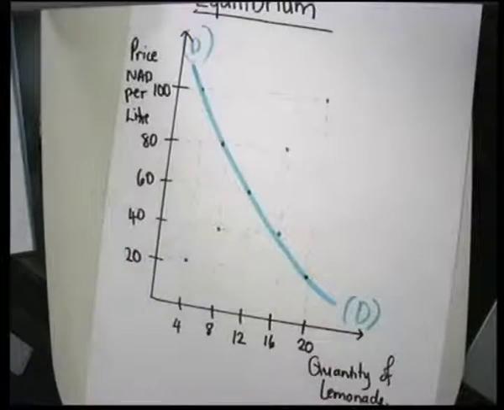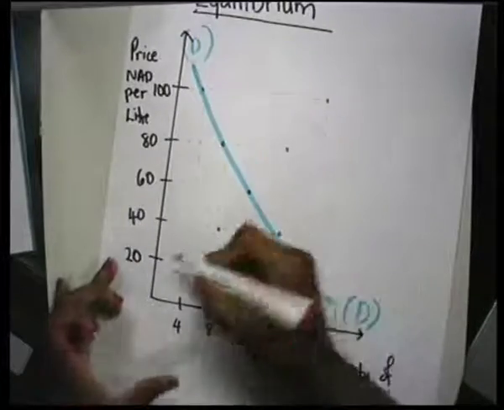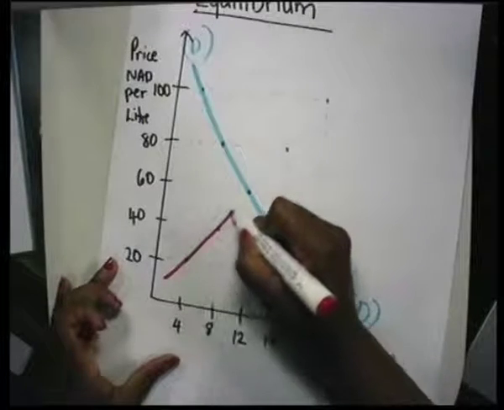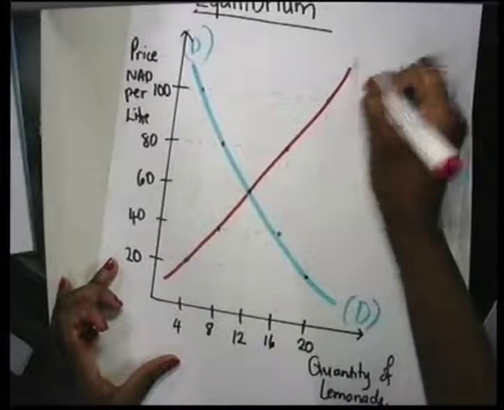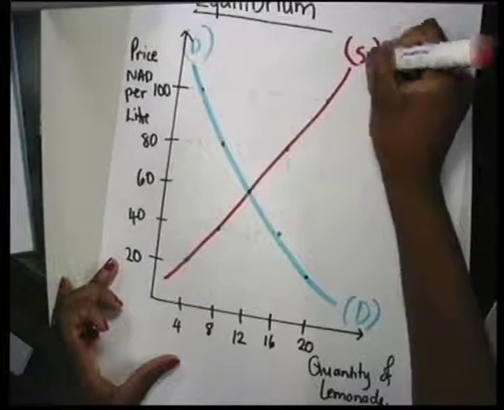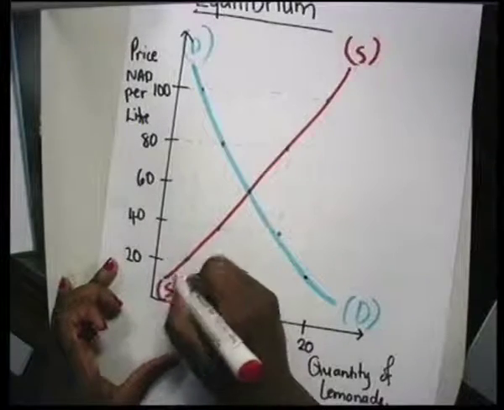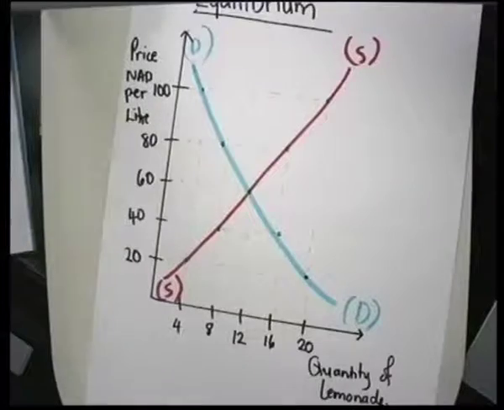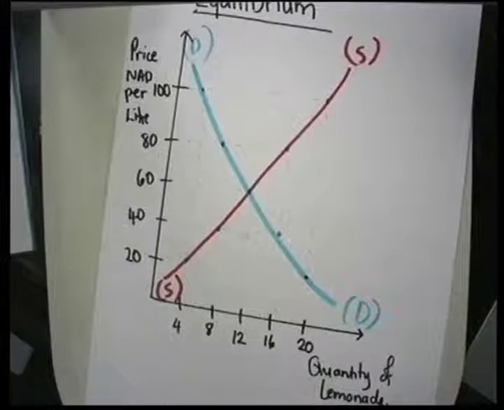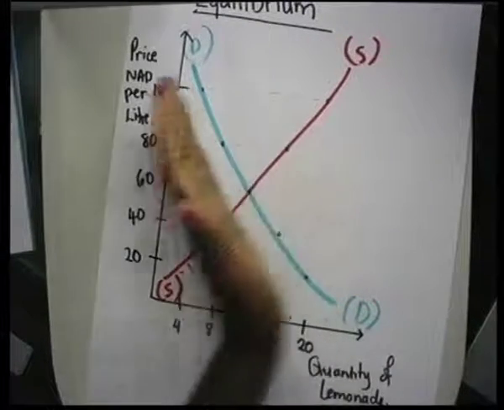So now we're going to draw the supply curve, where we just draw a line through the points that we have plotted on our sheet. So then we're on our graph. So then that means that there is the supply curve. So now we have what we call the supply curve and the demand curve.